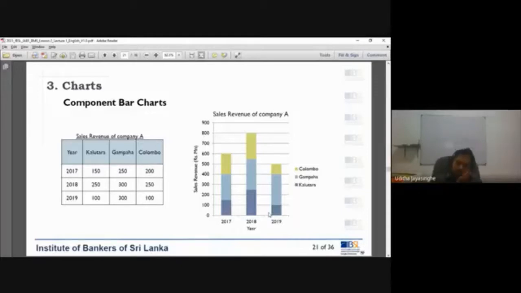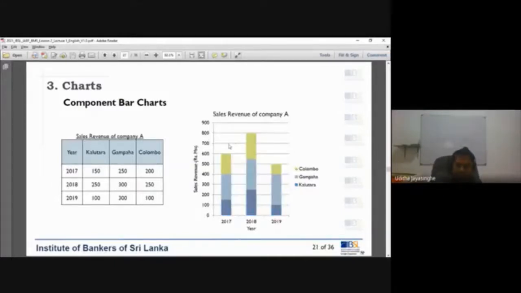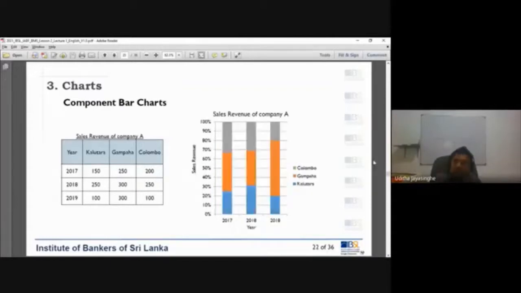So this is, students, just one style of component bar chart. The second style is the percentage component bar chart. Instead of these numbers being represented in the actual manner, this 600, this 800, and this 500, we could do a 100% mapping of these numbers.